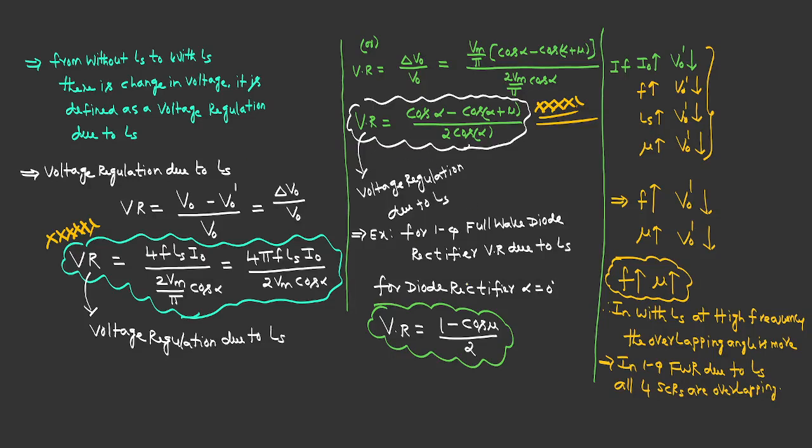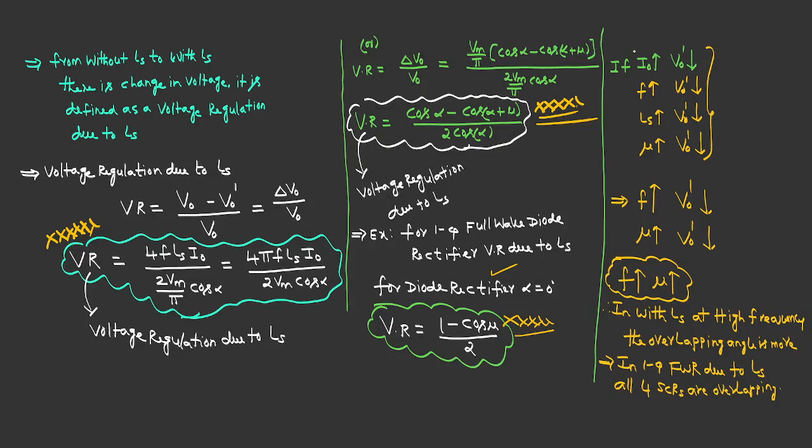If this formula is applied for the diode rectifier, what is the firing angle, students? Firing angle is 0 now. Substitute firing angle 0 here. Cos 0 is 1, so 1 minus cos mu by 2. That is the voltage regulation in a diode rectifier: 1 minus cos mu by 2. That is for a full wave diode rectifier.